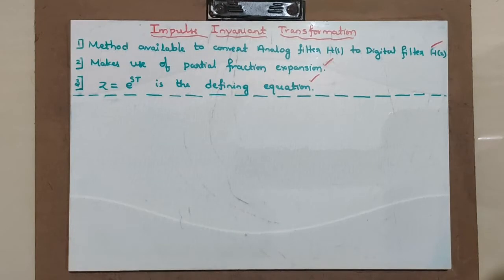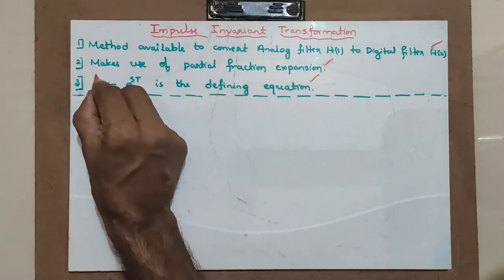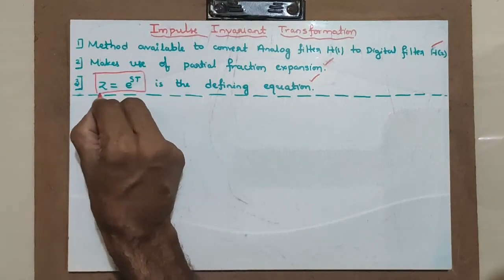You know that in bilinear transformation, the relationship between S and Z was S is equal to 2 by T times 1 minus Z raised to minus 1 divided by 1 plus Z raised to minus 1. Here the relationship between Z and S is defined by Z is equal to e raised to sT. This is very important. Z is equal to e raised to sT.